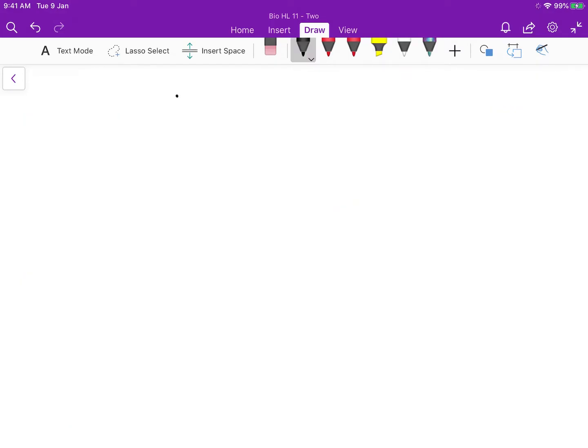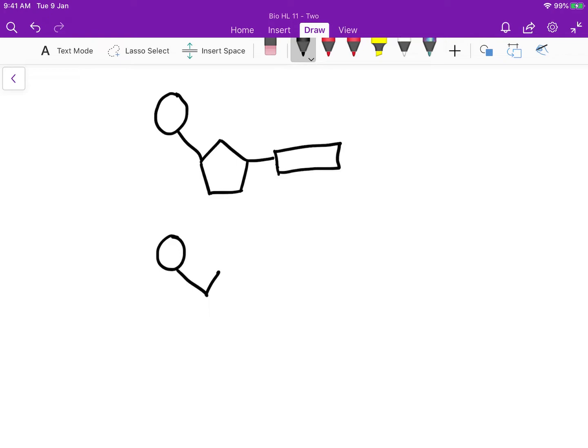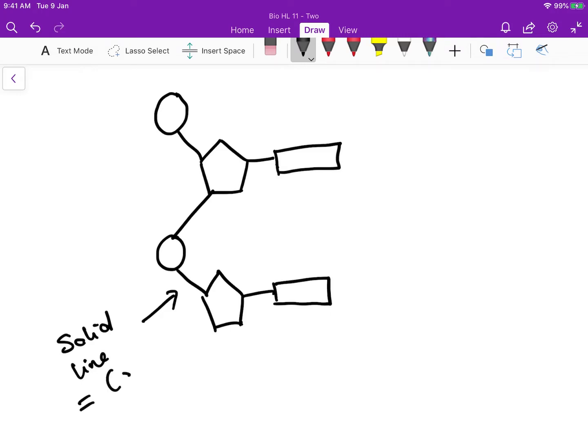Well, in one strand, if we draw some repeating units of these, we have one nucleotide there. And now we need to link together another nucleotide. And so to link them together, we form a covalent bond. So all of these lines, as we are drawing them as a solid line, it means it's a covalent bond.